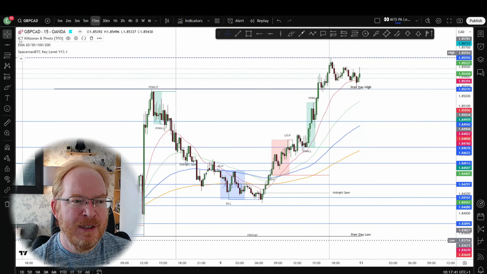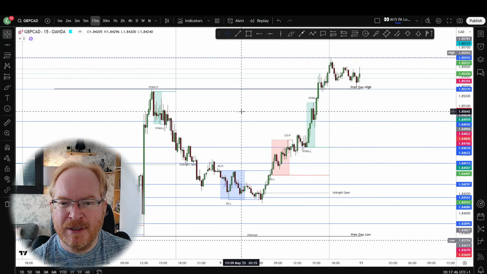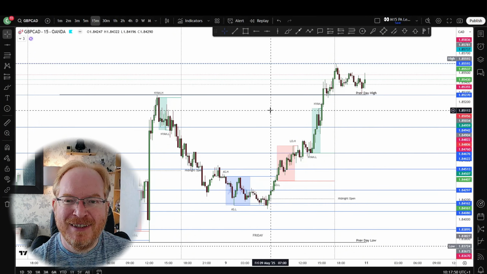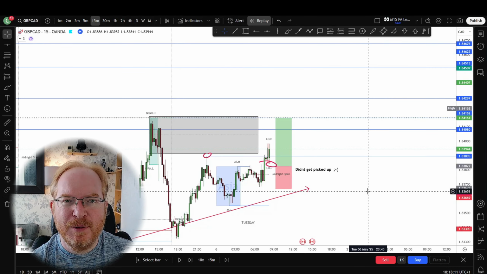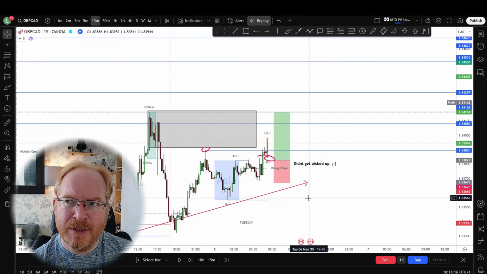Let's get rid of those EMAs just to clean the chart up. There you go. It's looking a bit messy. That's better. Right. So I suppose you want to see what trades I did or didn't take this week. Shall we have a look? Okay, so we're on £CAD. The day was Tuesday last week. Or this week, because we're on Saturday today, so it's still this week.